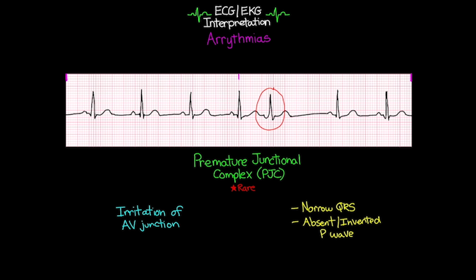So if we go back and look at our strip, you can see we've got that narrow QRS complex. But if you look out here at a normal P wave, you see what we have going on here is this P wave is actually inverted. And like I said, it can either be inverted or sometimes you'll just see a flat isoelectric line before the R wave, but still having that narrow QRS, we can then identify this as a PJC.